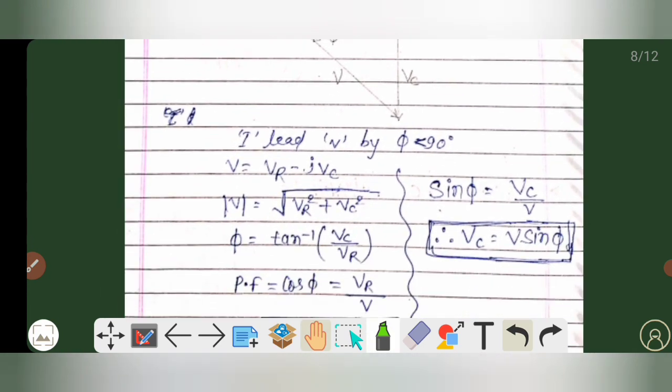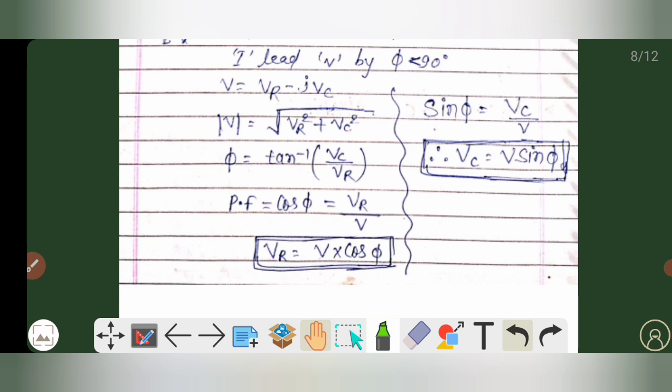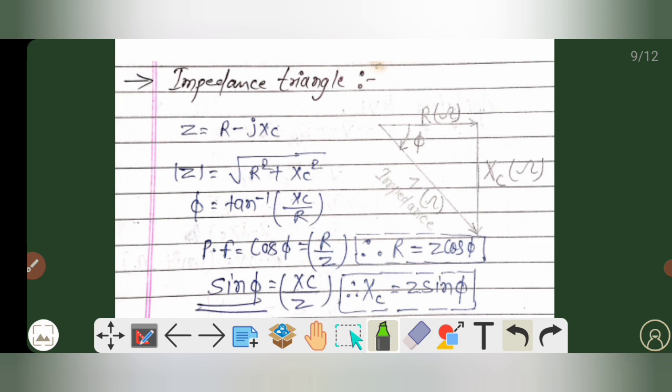And if you want to calculate the value of VC, then that will come out to be V into sin phi, as you can see here. Now the next thing we will discuss regarding series RC circuit is the impedance triangle. As you can see here, we have drawn the impedance triangle. First of all, we will talk about how we have drawn this triangle.